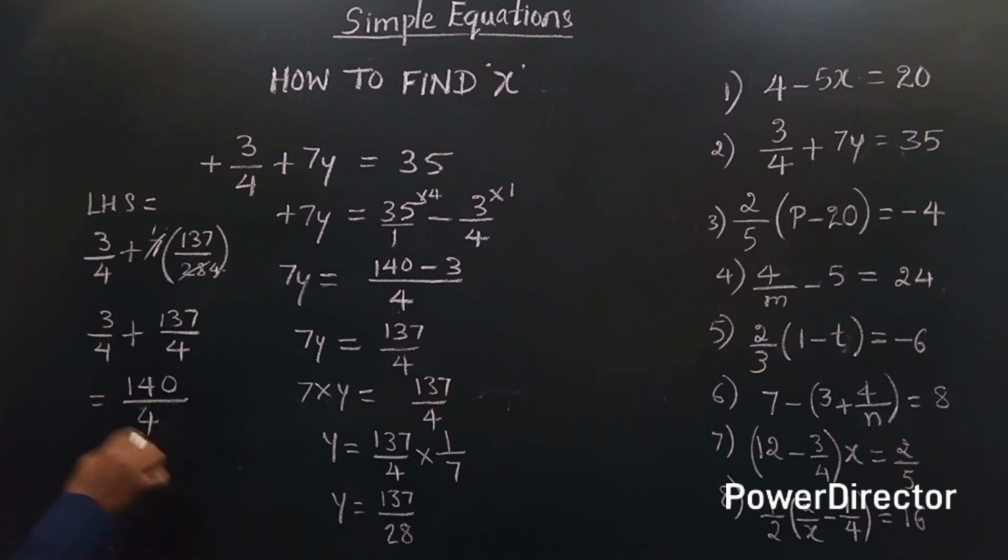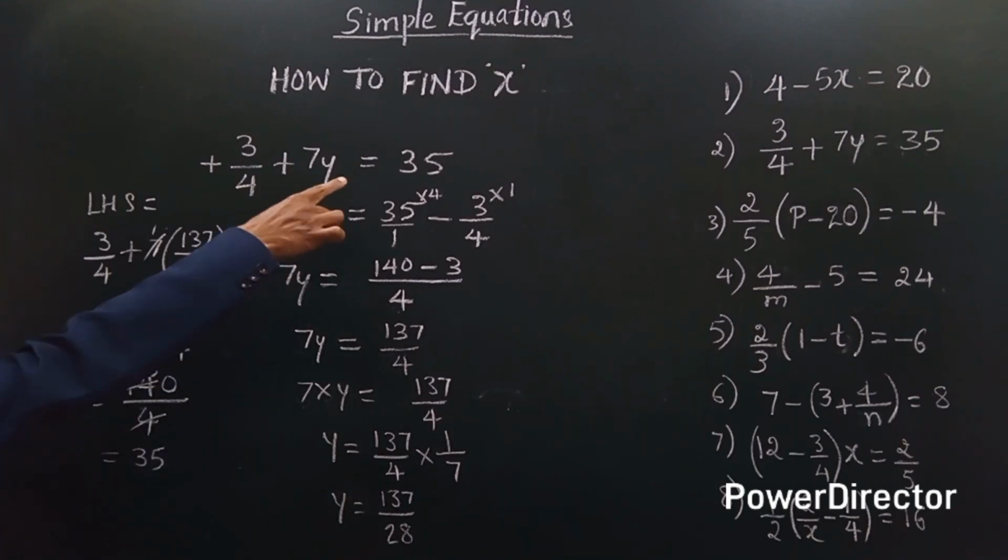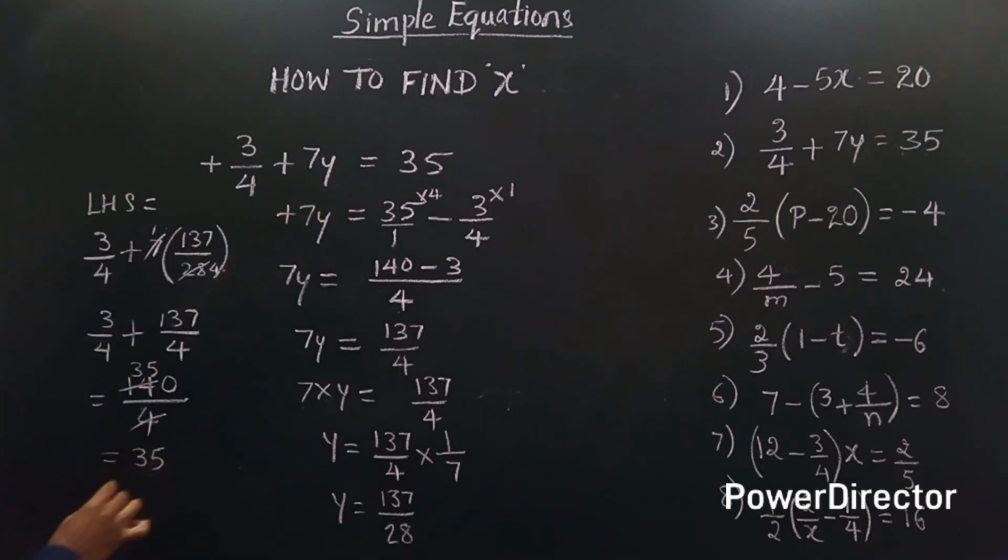That is 4 only denominator. So what we have to do is, if we cancel this, what do we get here? 4 ones, 4 threes, 4 threes, 12. What remains? 2 remains, 20, 4 fives, that is 35. Right? We are getting RHS or not? It is equal to RHS.